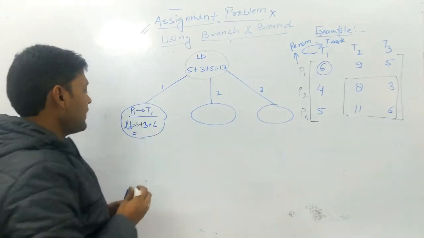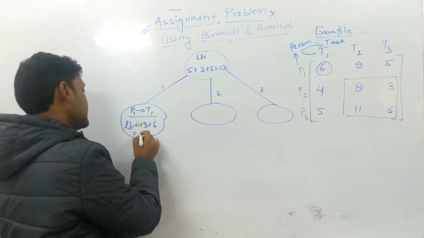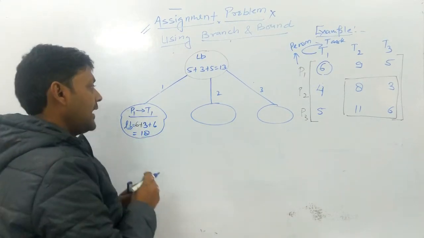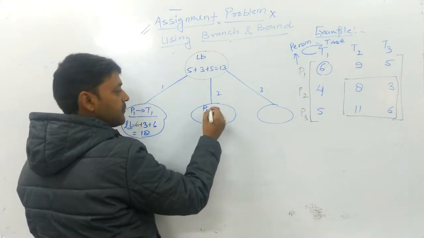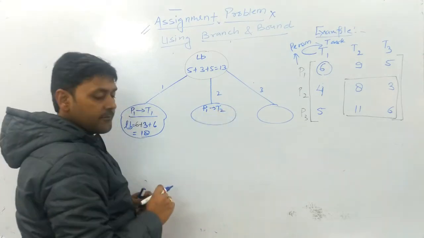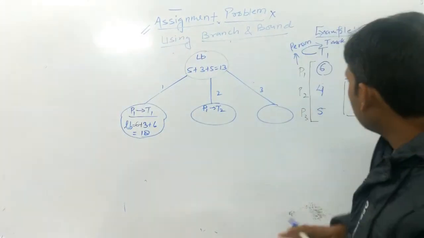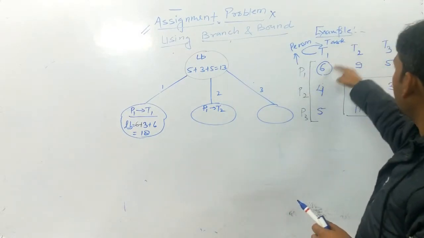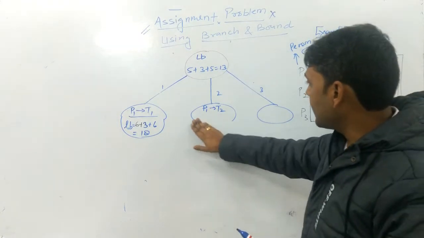That means what is the value of lower bound? 6 plus 6, this is 12, plus 3, this is 18. Okay, and next one is if P1 performs T2. One person can perform T1 or T2 or T3. So we have to go for T2.